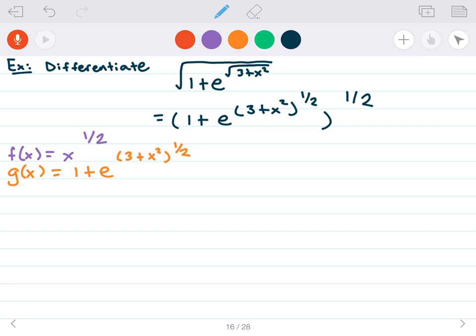So first of all, f prime of g of x is the first part I need in the chain rule. And so I'm just taking the derivative of f by using the power rule and keeping g in there. So this is all raised to the negative 1/2. Okay, so that's f prime g of x. Now I need to find g prime of x.